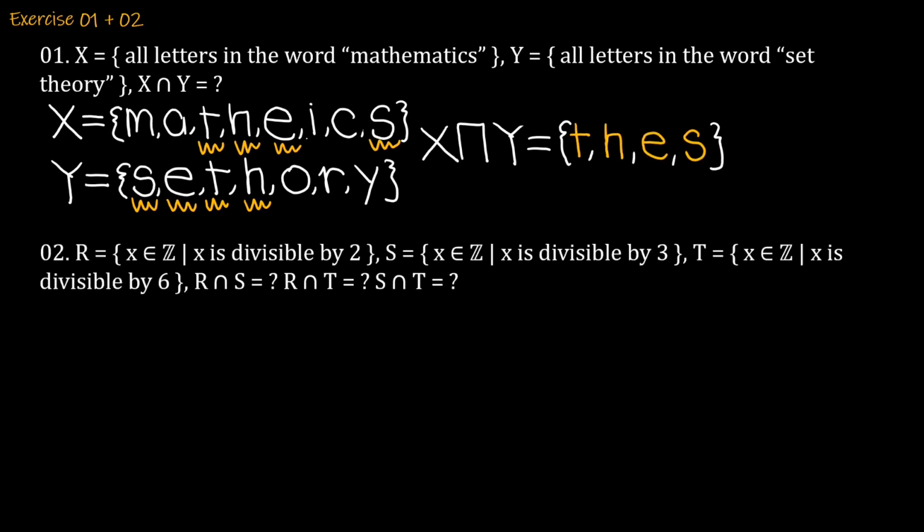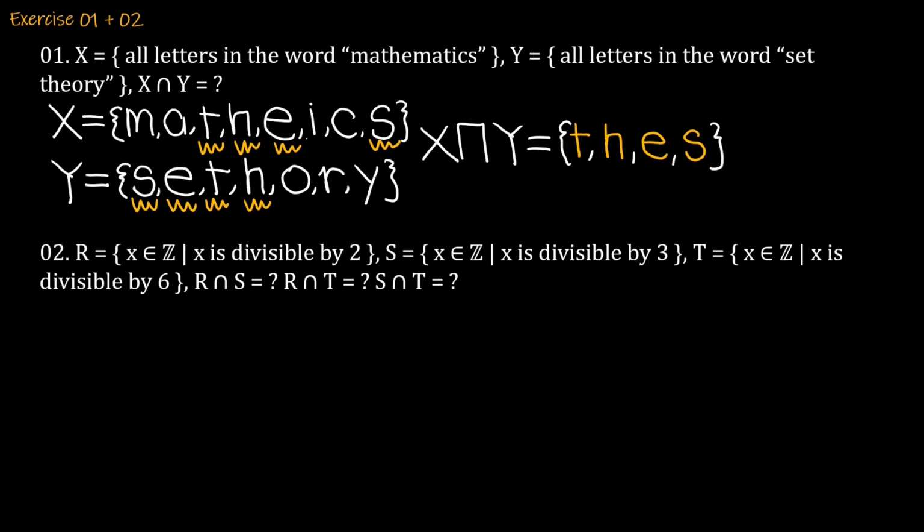In the second problem, we are given three sets R, S and T. R contains all integers that are divisible by 2, or in other words, all even numbers. S contains all integers that are divisible by 3. T contains all integers that are divisible by 6.